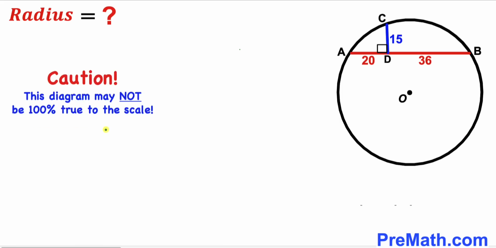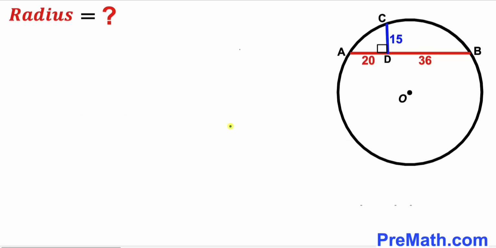Please keep in mind that this figure may not be 100% true to scale. Let's go ahead and get started. We are going to draw some auxiliary lines to make our job simpler. As you can see in this next step, I have connected these vertices A and C. And likewise, we have connected these vertices B and C as well.